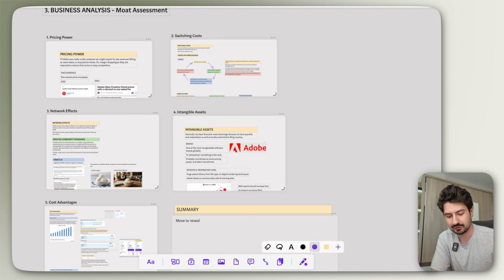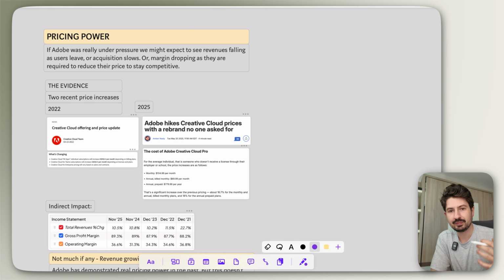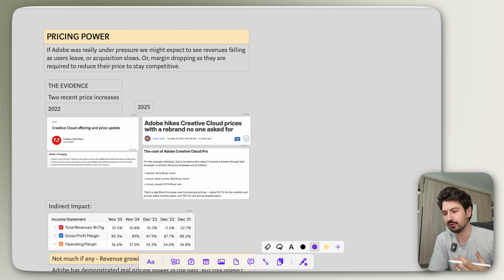Okay, so let's first look at pricing power. Pricing power is really the ability for Adobe to set its own price and increase its price in order to grow revenue and to maintain margins against rising costs.